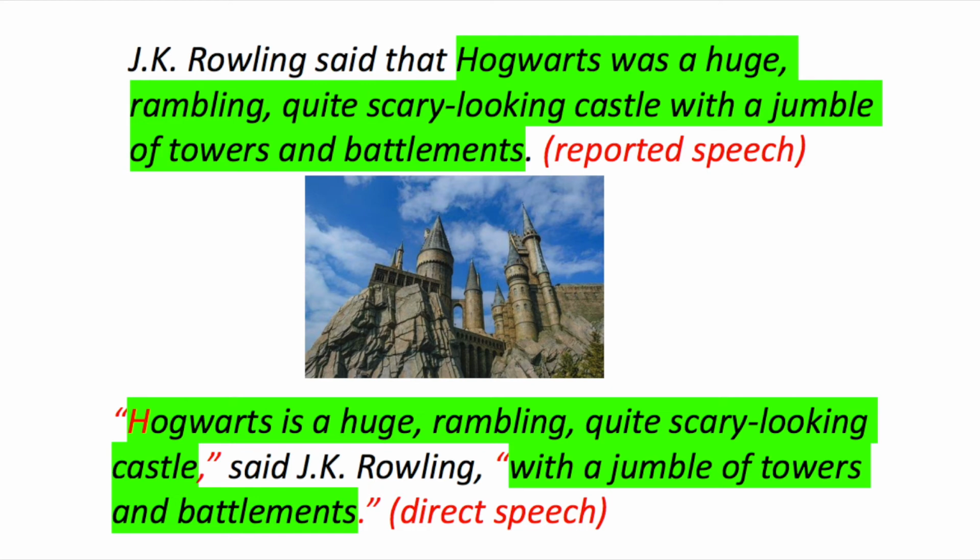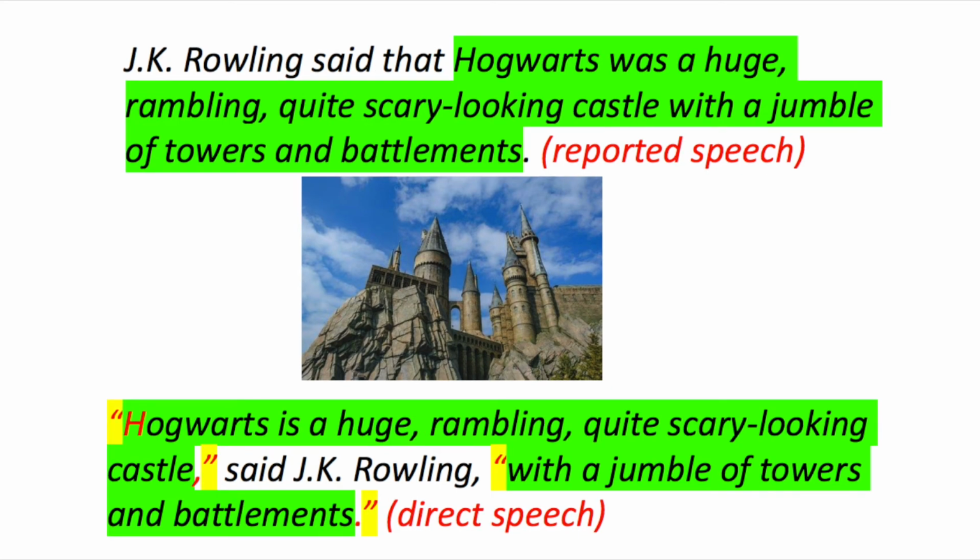How do we show that these words are her words? That's right, we use speech marks before and after what is said. What do we need to remember to do to the first word inside the speech marks? Yes, that's right, we need to capitalise it. Remember, narration about who said it can go before, after, or amongst the speaker's actual words. So I've chosen to put it in the middle. "Hogwarts is a huge, rambling, quite scary-looking castle," said J.K. Rowling, "with a jumble of towers and battlements."